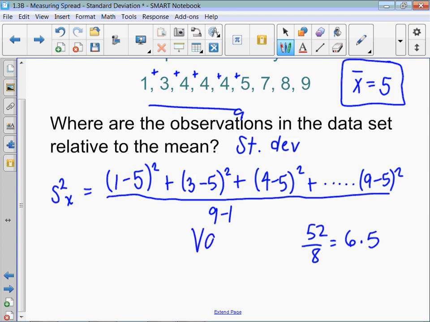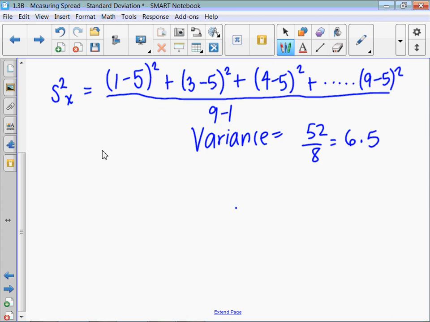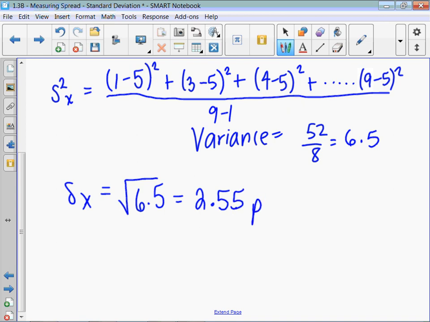Again, this is called the variance, which you do need to know. And the variance is always the standard deviation squared. So then to get to the standard deviation, we square root. So this is just s sub x. And I'm going to square root 6.5. And so my standard deviation is 2.55 pets.